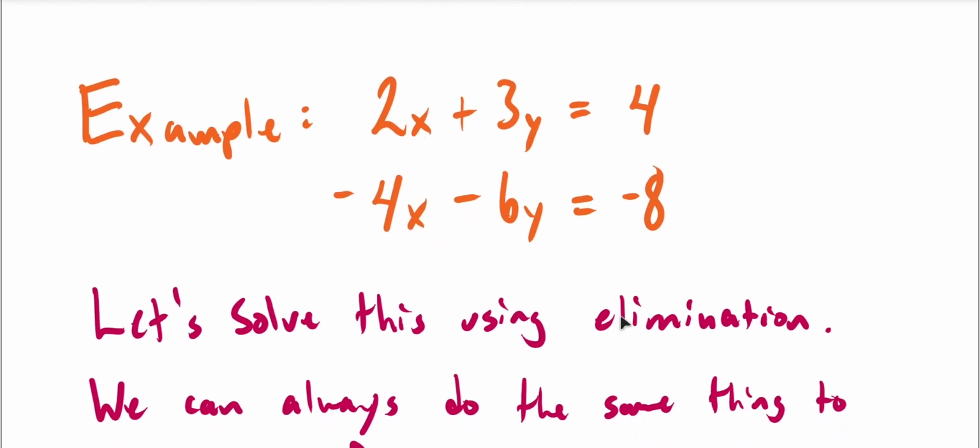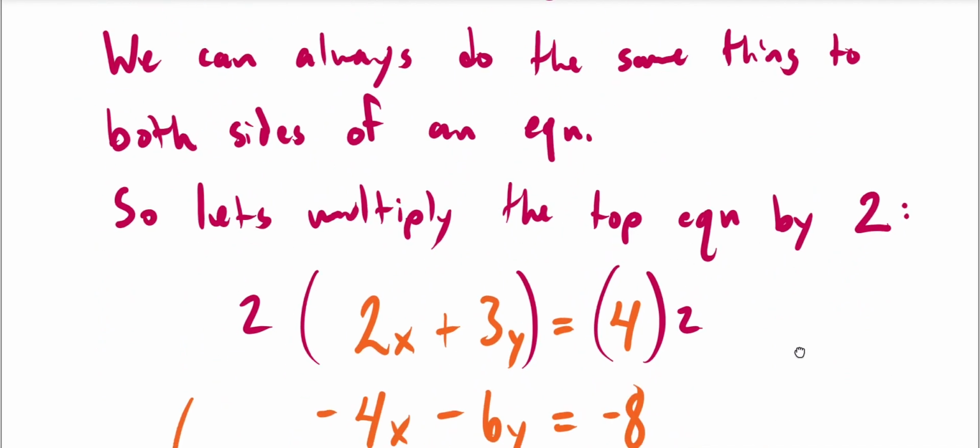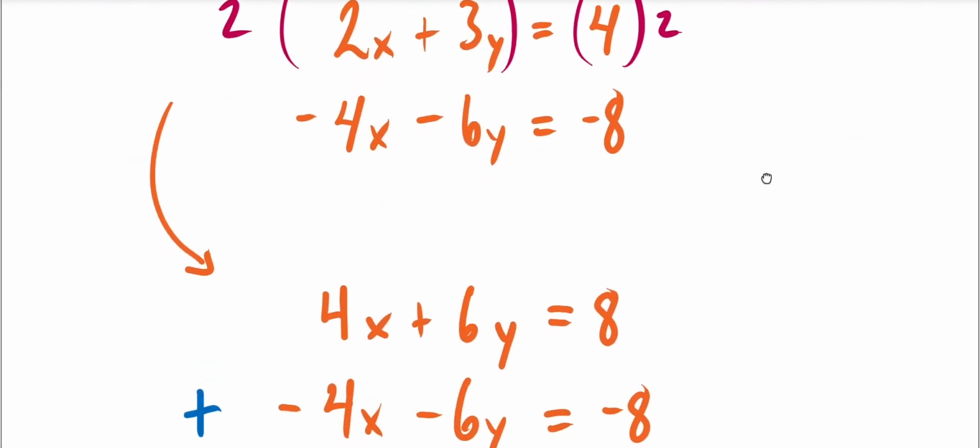Let's try to do that here, although this system of equations might have more than meets the eye to it. So I have 2x plus 3y equals 4, and I have minus 4x minus 6y equals minus 8. If I multiply by 2 on both sides of the top equation, which I'm always allowed to do, I'm always allowed to do the same thing on both sides of an equation, I get a new equation. And this equation has a 4 in the right spot.